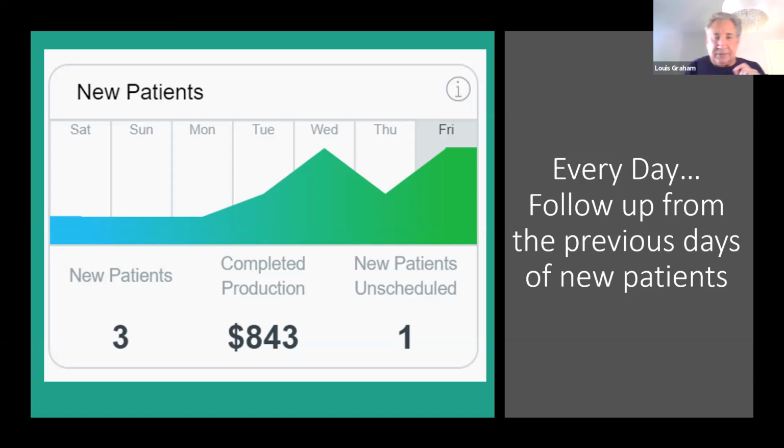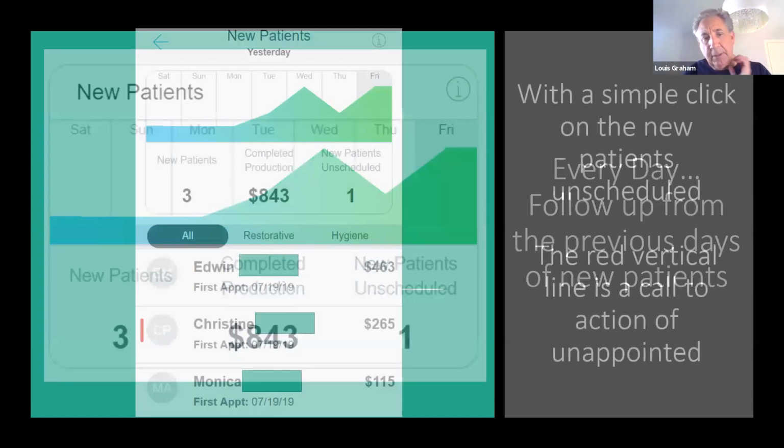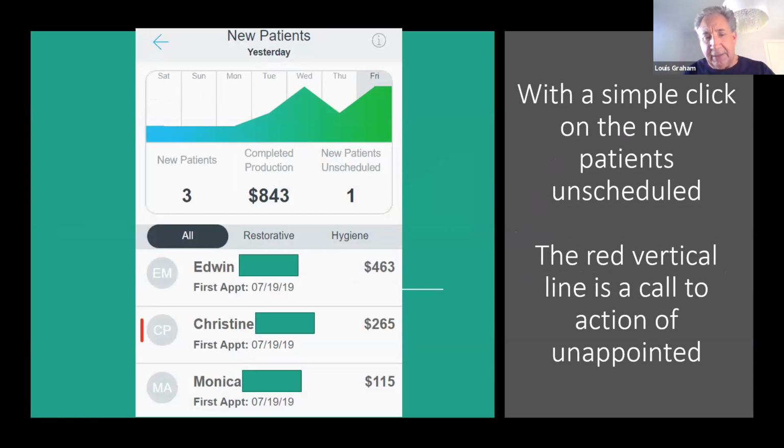But here's what happens. I do morning huddles every day, and I look at what happened with our new patients or our treatment plans from the previous day. So in this case, I pull up Weave. It's on my app in my office. We had 3 new patients. 1 patient never scheduled. When you look at it and you click on new patients, I'm going to yesterday. So if you look at new patients, it will show you yesterday, 7 days, and 30 days.